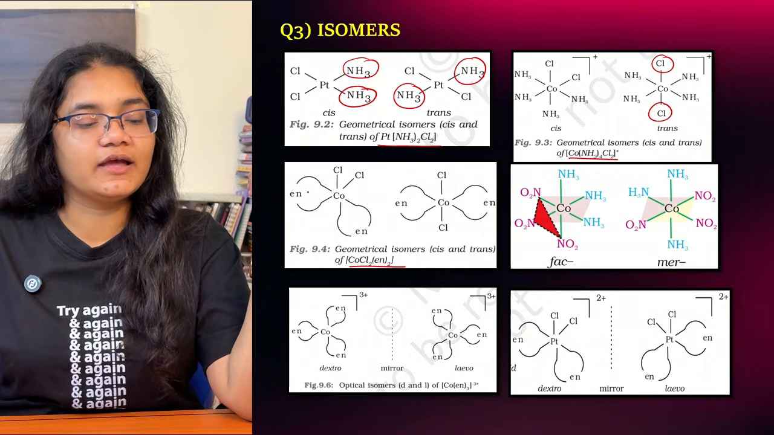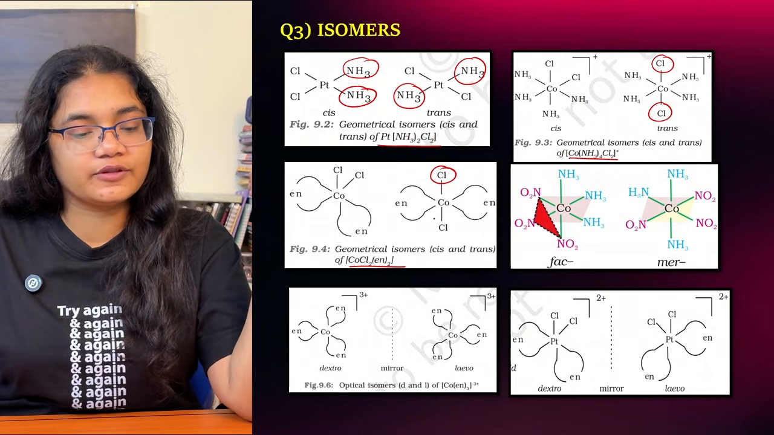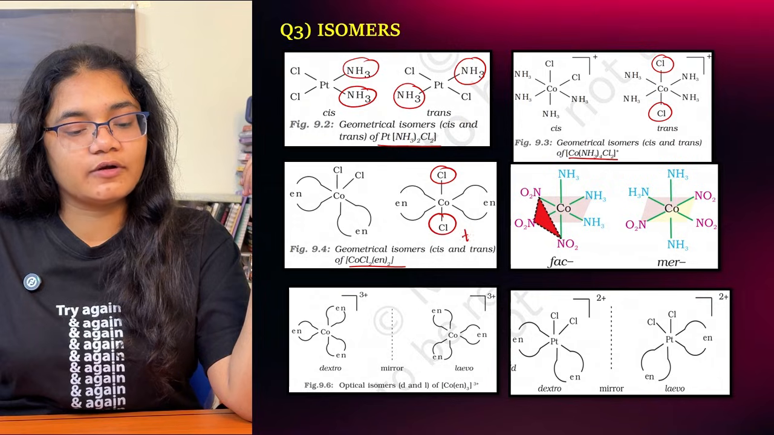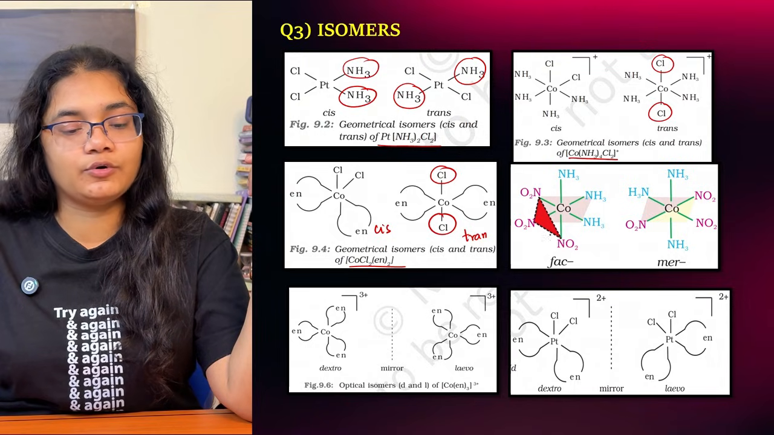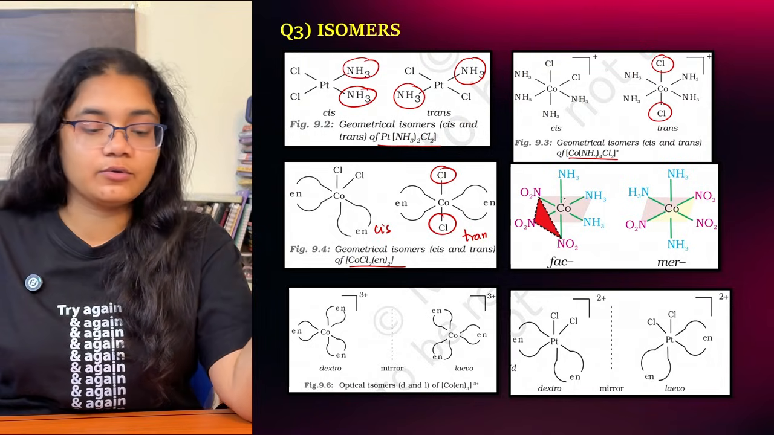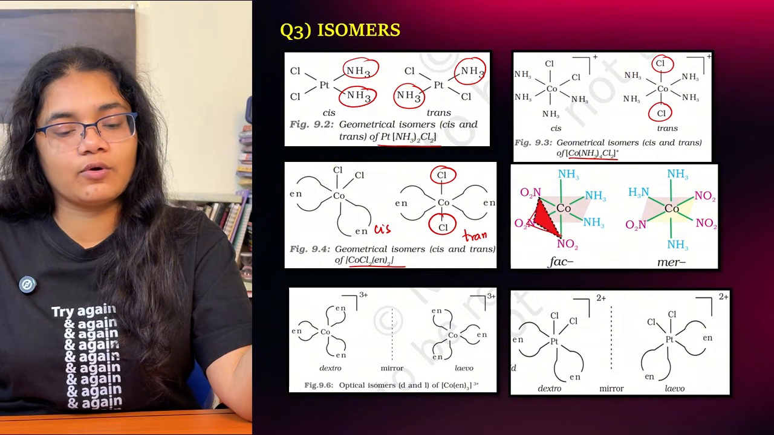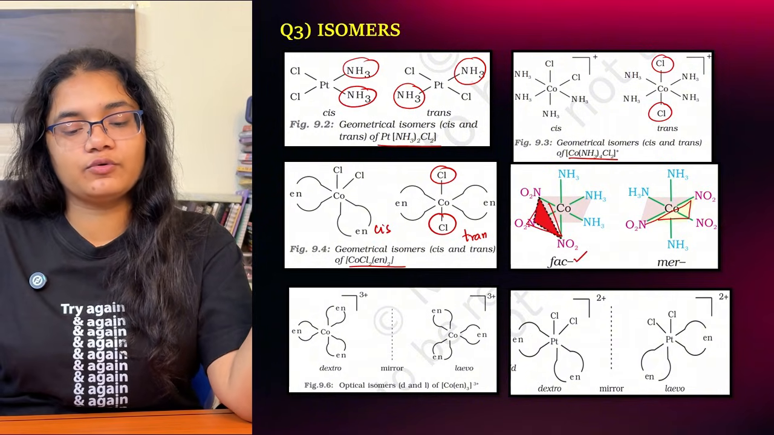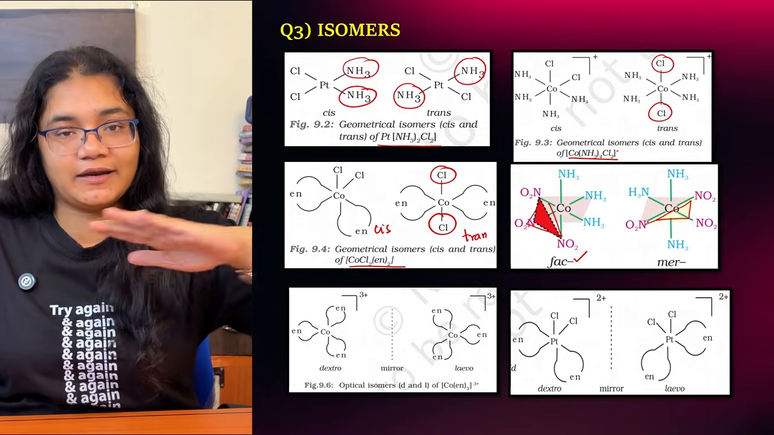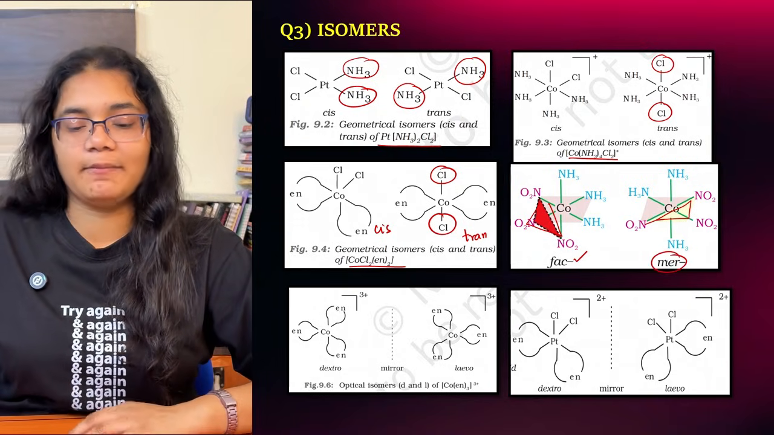So here, if you have the Cl groups on the axis, then that is your trans one, and all the other forms will be cis. Next you have [Co(NH3)3(NO2)3]. If you have all the NO2 groups on one face, then it is facial, and if you have all the NO2 groups in one plane, like in the square planar structure, then it is called meridional.